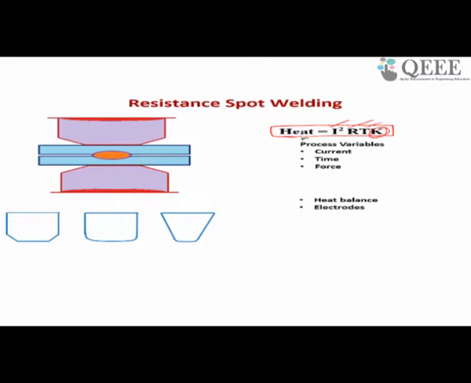Heat equal to I square RT, where I is current, R is resistance, T is time, and K is your loss factor. So the process variables are current, time, and force. Force will also come into the picture; I will tell you in detail. Your objective is to give high heat input, because only because of heat will the welding happen at the interface. To provide more heat, you have to give high current here, because your time is very small.